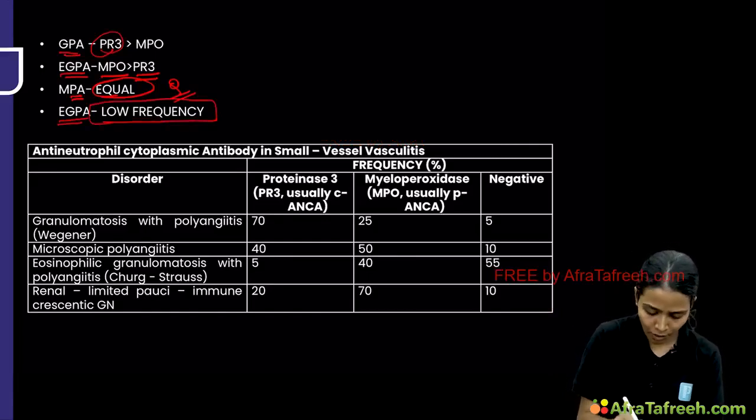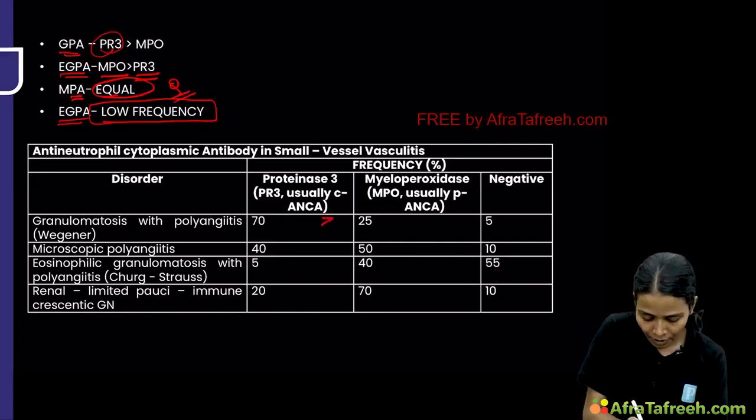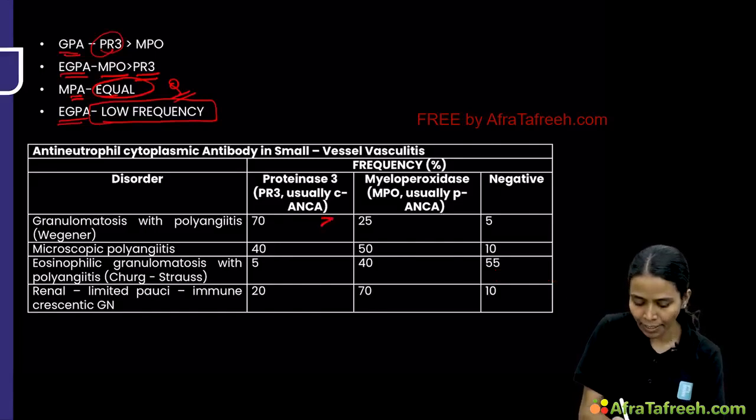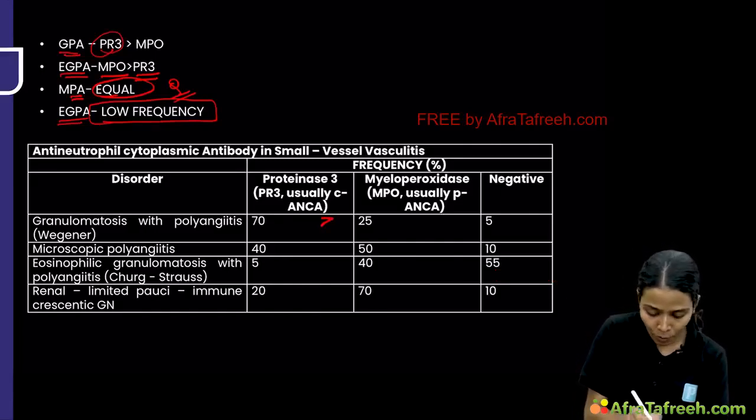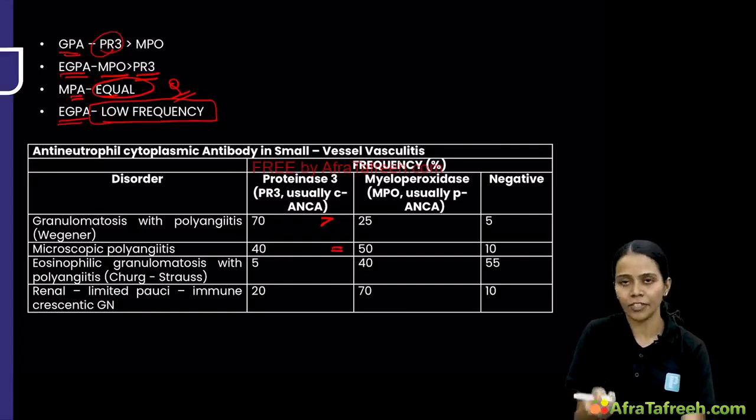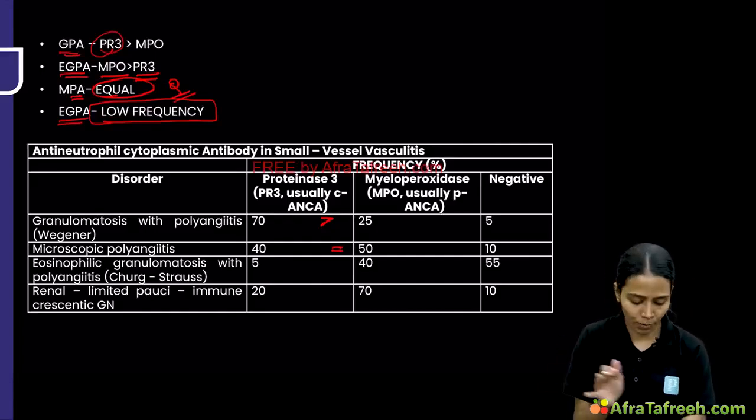What I told here, I'll show in the table here. You see in Wegener's, PR3 is more than MPO, right? In microscopic polyangiitis, here you see it's almost equal, 40 and 50. So PR3 and MPO are equally present.